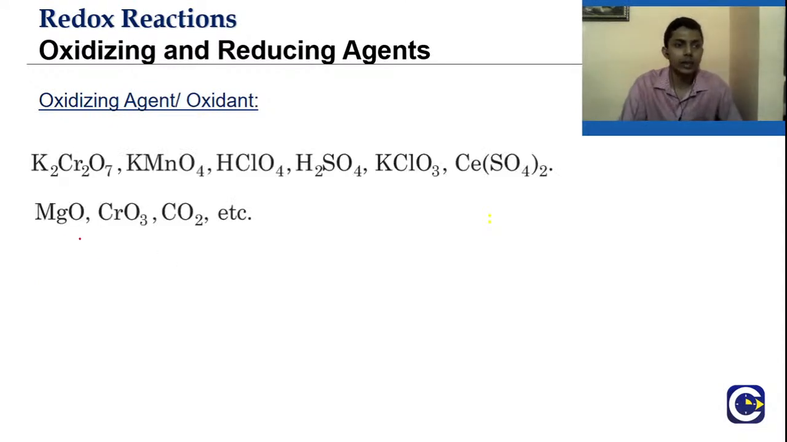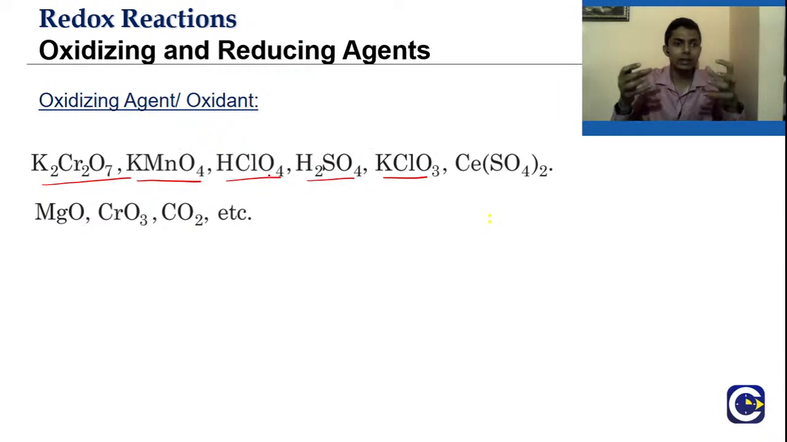Here are a few examples of oxidant or oxidizing agent: K2Cr2O7, KMnO4, HClO4, H2SO4, KClO3. Wherever they have a tendency to give oxygen or remove hydrogen, they will act as oxidizing agents, or they will undergo reduction.